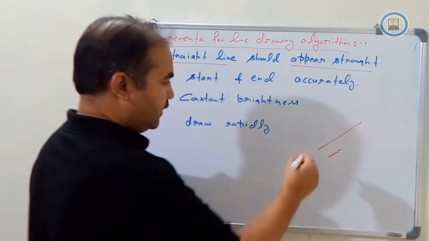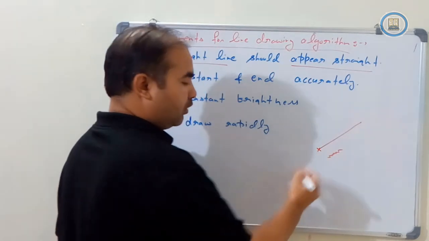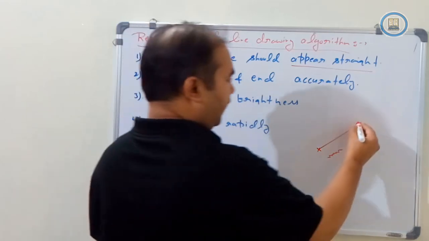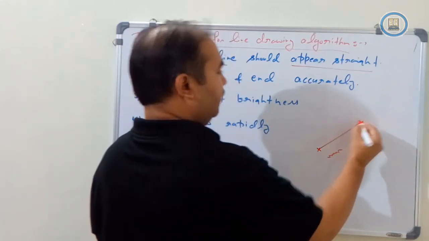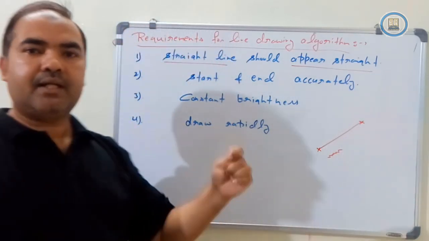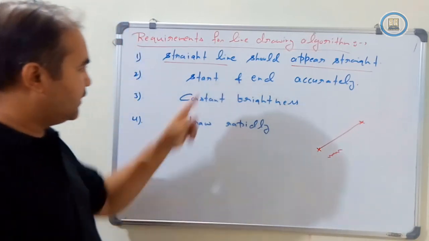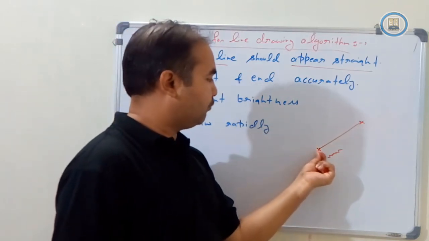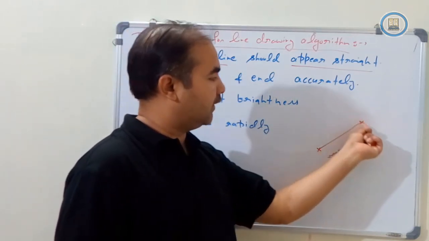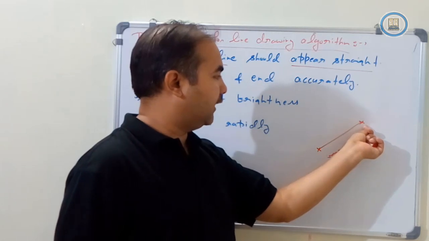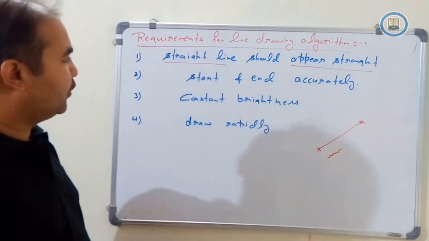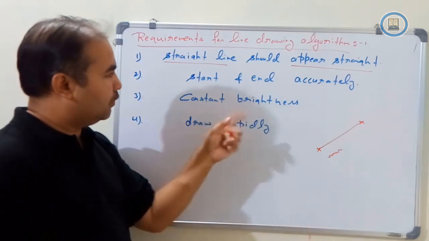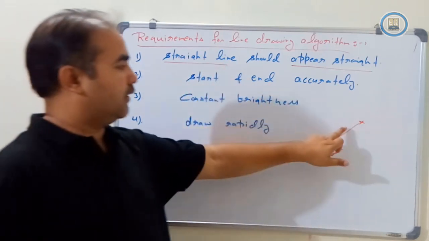That is, what is the starting point? The line drawing algorithm should start from the given start point, and at the time it is going to end, it should end at the end point accurately. That is, the starting point should be the exact point given in our requirement, and the end point should be at the end point. It should not end at x end minus 1 or anything like that. So it should start and end accurately.